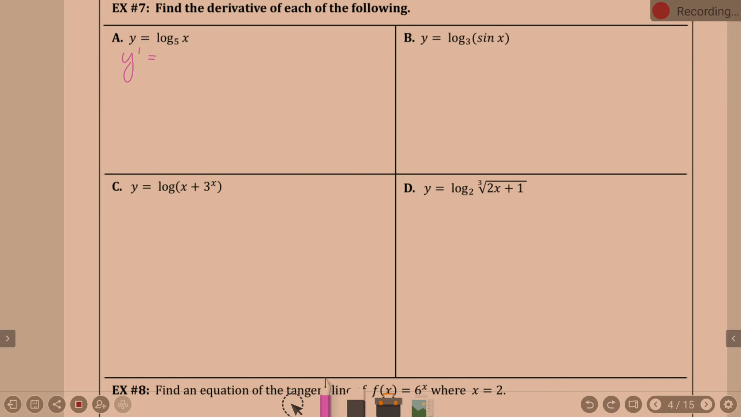Okay, so what are we going to have here? It's supposed to be 1 over natural log of the base. So 1 over natural log of 5 times the inside, which is x. And be careful, that is not to be confused with the natural log of 5x, right? So in this one, it is probably better to say 1 over x times natural log of 5. Okay?